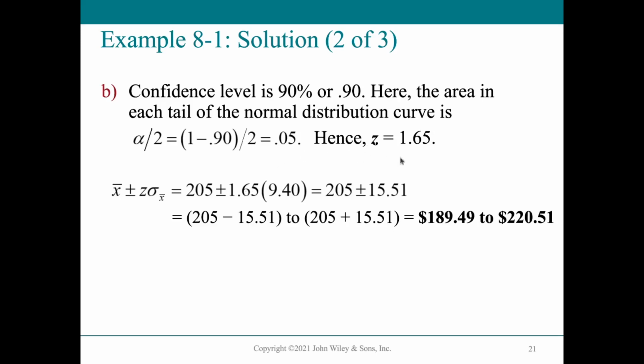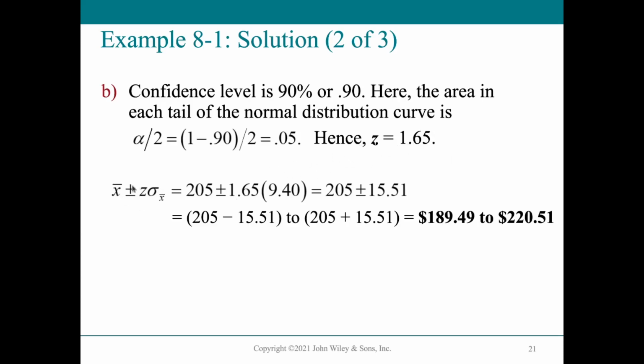Now, we are going to get the value of z. Our confidence level is 90%, so that's 1 minus alpha, which means our alpha is 0.1. And 0.1 divided by 2 is 0.05. So that means the area to the extreme left and to the extreme right is 0.05. And from our table, we get that value as 1.65.